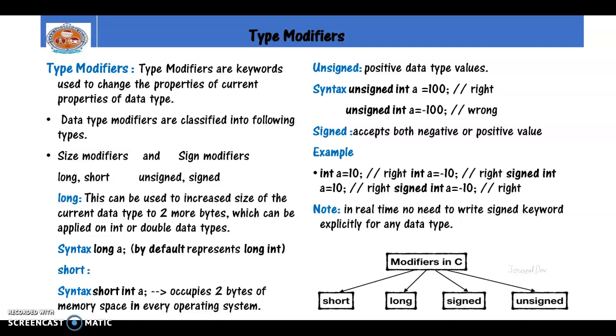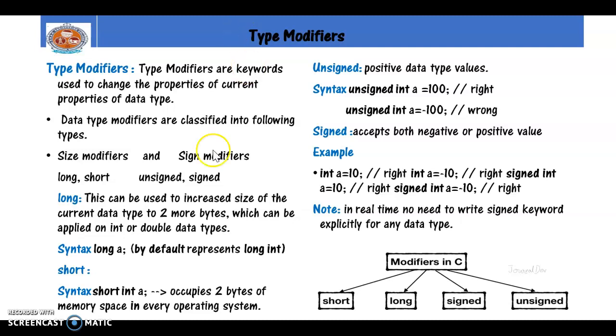As the name suggests, the size modifiers will change the size of the data type, whereas the sign modifiers will allow or restrict you to store either positive or negative values or both.